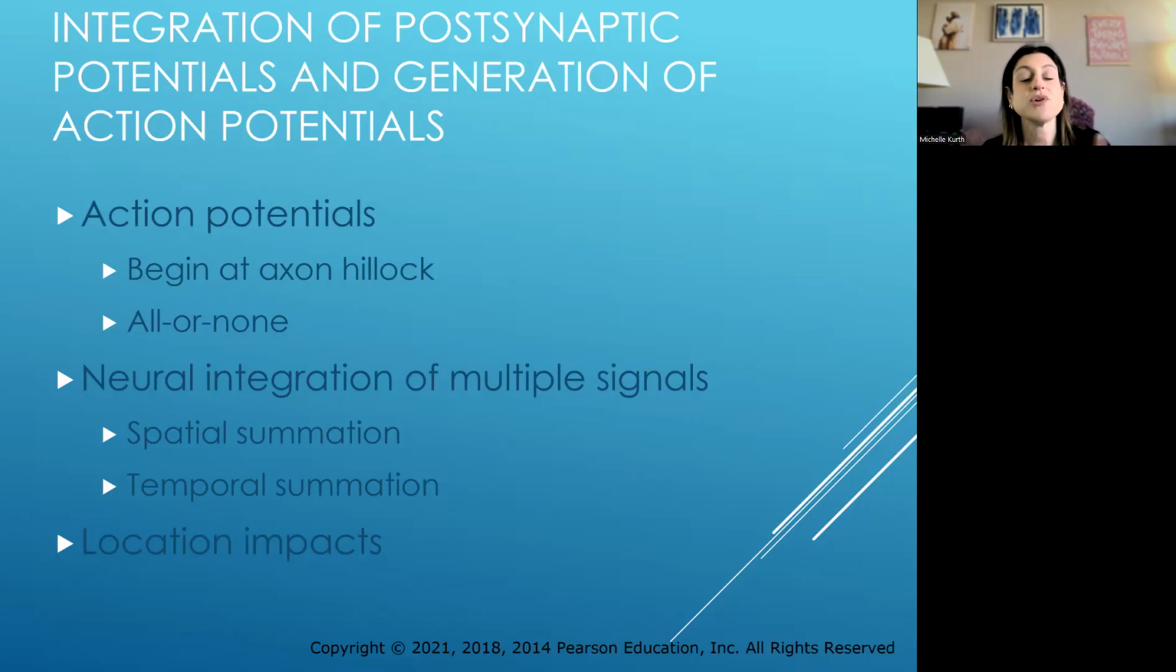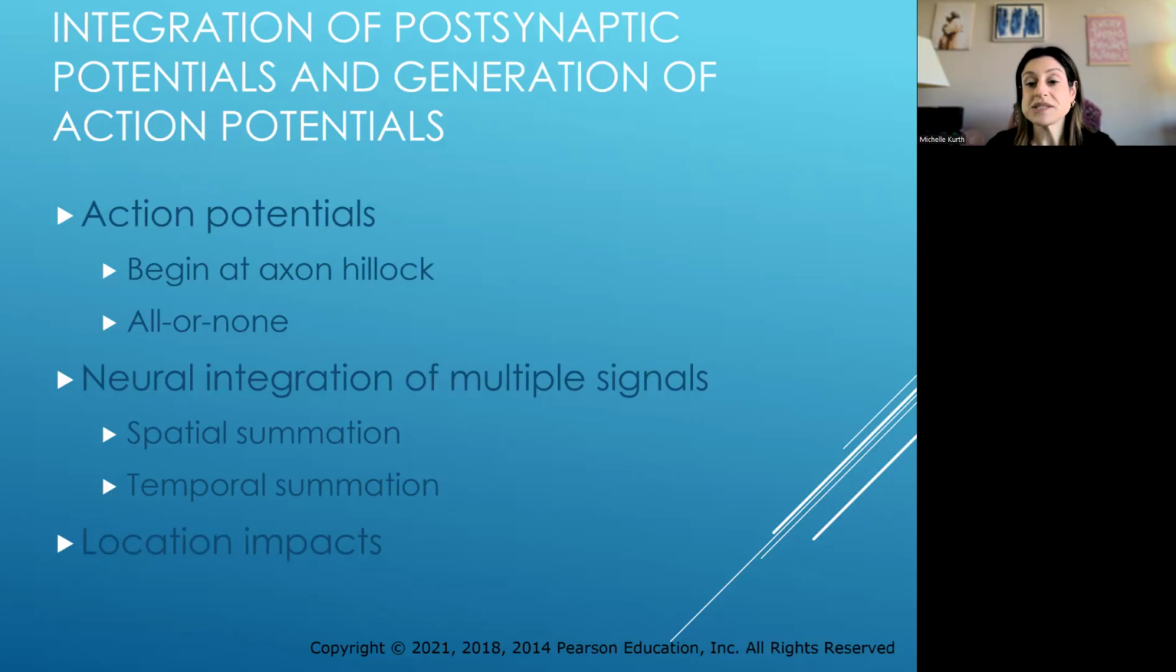Let's talk a little bit about neural integration of multiple signals. This is where things get really interesting. A single EPSP on its own usually isn't enough to make a neuron fire. Neurons are constantly adding up inputs from thousands of synapses. And this process is called neural integration. Now, you have spatial summation, and this happens when signals from different places on the neuron arrive at the same time. So you can think of it like different friends that are all shouting go all at once, right? The combined effect of that is stronger.